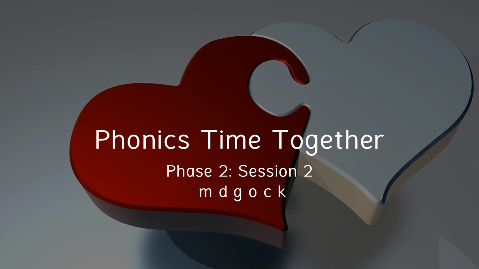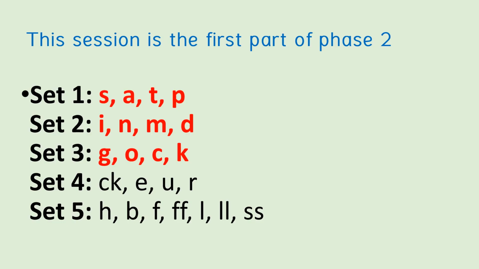This is session two of phase two, and we're going to be looking at M, D, G, O, C, and K. And we're building on session one and the letters that we did there. They are contained in here because we are working through learning these letters and making sure the children, when they see them on the screen or on the page, they know what sound they make.